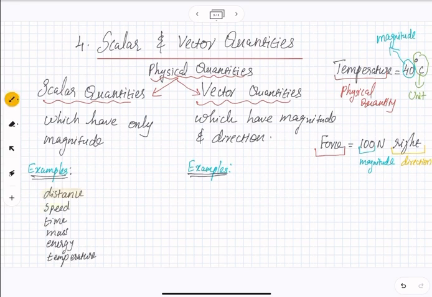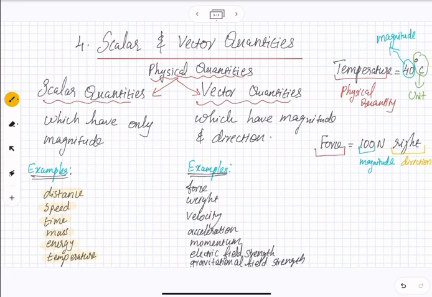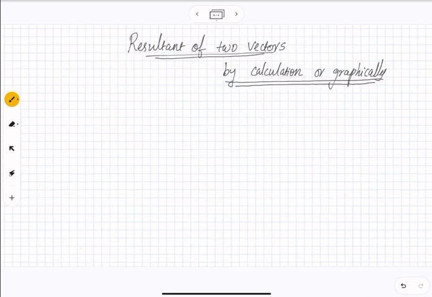The examples are speed, time, mass, energy and temperature. These are the examples given in the syllabus, so you have to memorize. Examples of vector quantities are force, weight, velocity, acceleration, momentum, electric field strength and gravitational field strengths. Again, these examples are given in your syllabus, so you have to memorize. Next topic is finding the resultant of two vectors by calculation or graphically. And here you just need to find how to find the resultant of two vectors that are at right angles.